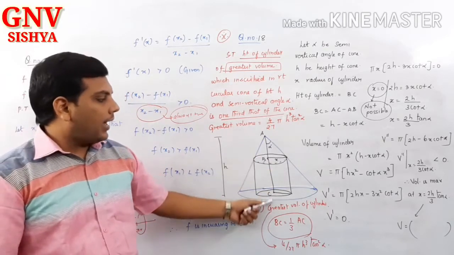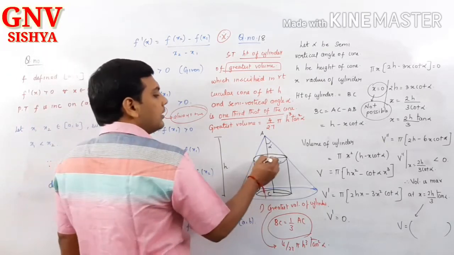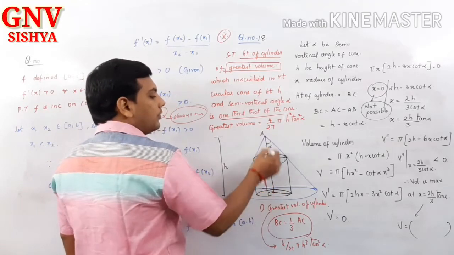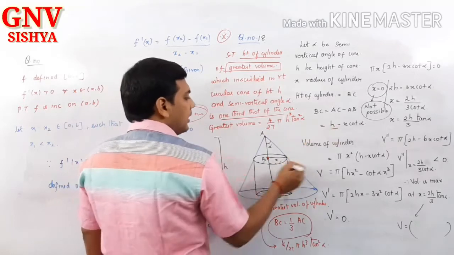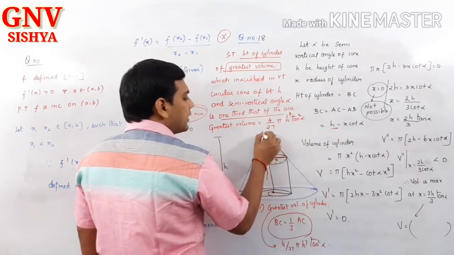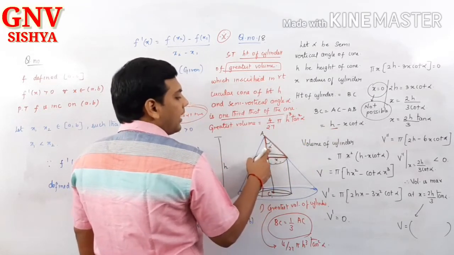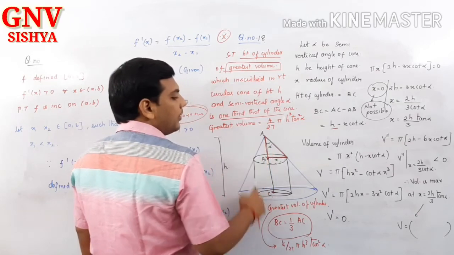Then what will be the height of the cylinder? The height of the cylinder is BC. So the height of the cone minus AB will give you the height of the cylinder. The height of the cone is h. AB, how can I find it? It is a right angle triangle, correct? Tan alpha is equal to x divided by AB, correct?